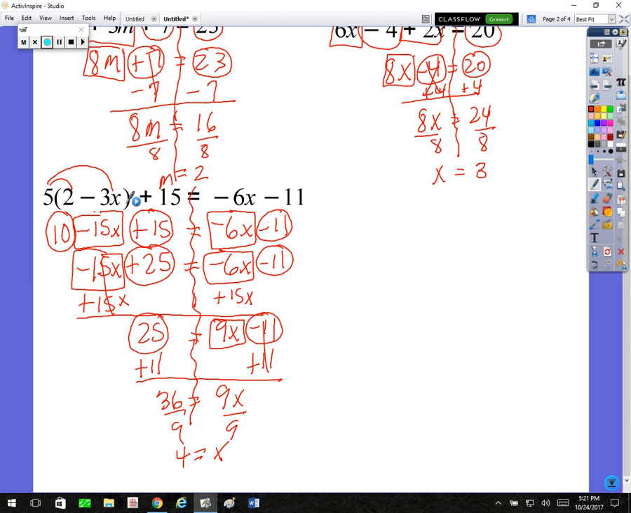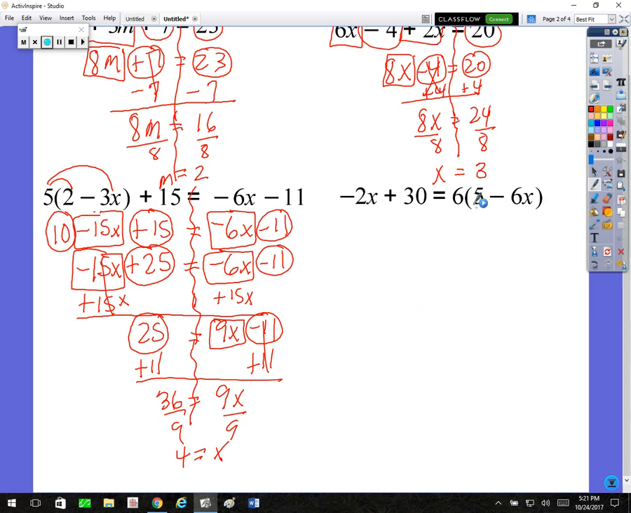So 4 is the only number I can plug in here and here that makes the left side equal to that side. So even though it's a long problem, it's a lot of work to get to here. But if you can do this problem, you guys are going to be pretty good on everything else. All right. Okay, let's look at this one.